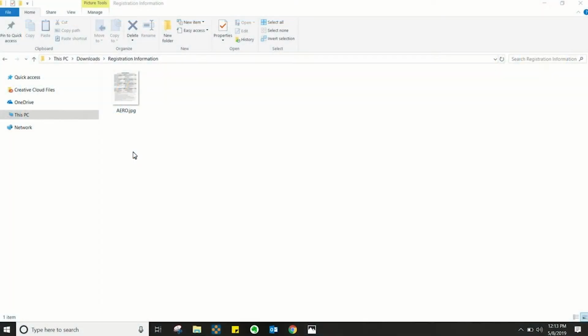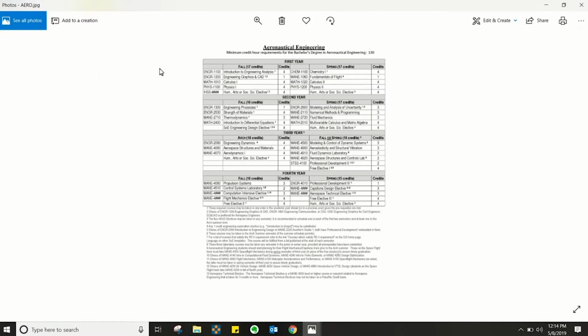So now we're going to walk through your AERO degree template, specifically paying attention to what you're going to register for your first semester. So remember, you saved this on your computer. So we're going to open it up and take a look at it. So this is your 4-year AERO degree template.